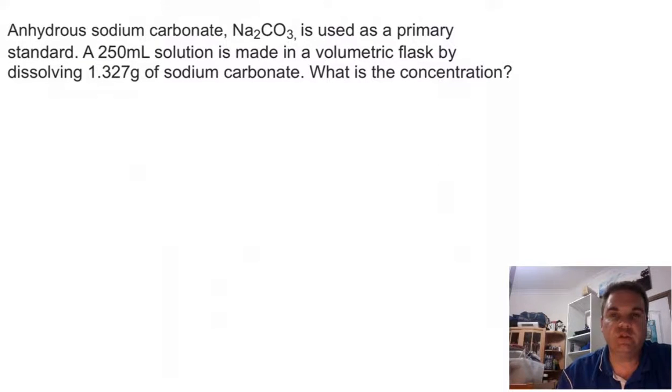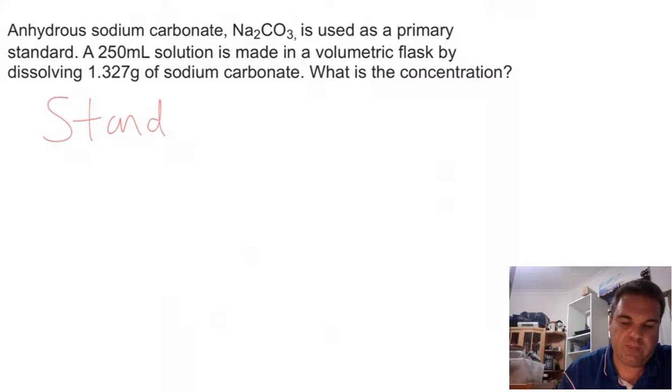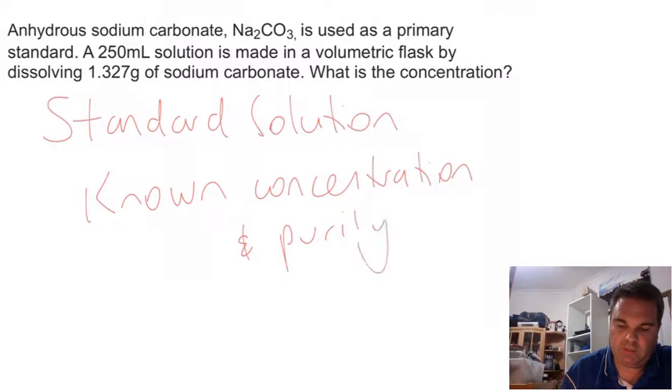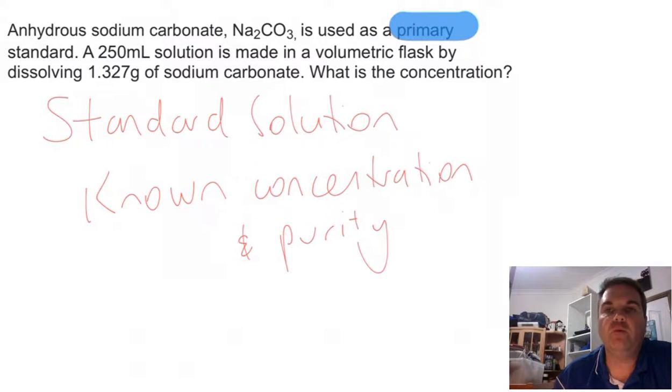Okay, this next question I'm going to be looking at is an example of a standard solution calculation. A standard solution is a solution of known concentration and purity. In this case, they say it's used as a primary standard. A primary standard is one that you use to calculate other concentrations with. So it's a standard solution.